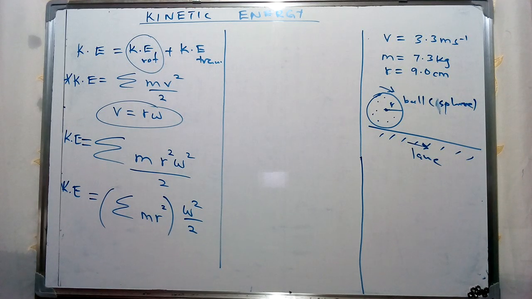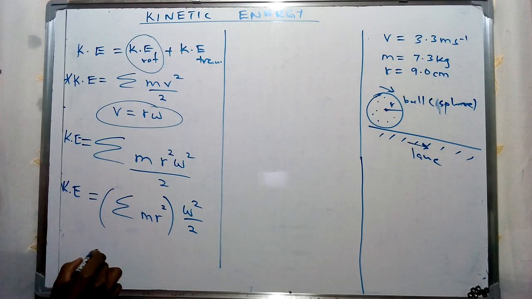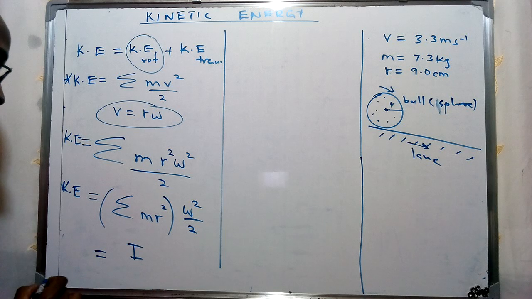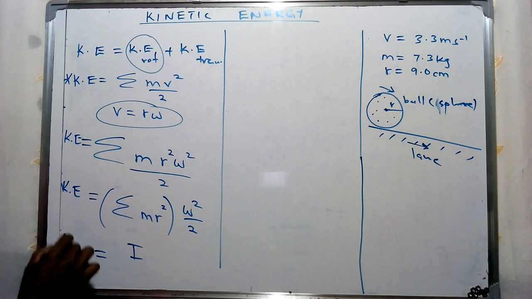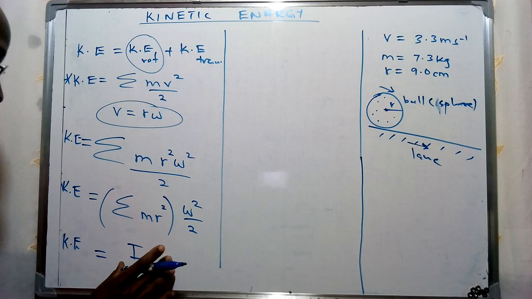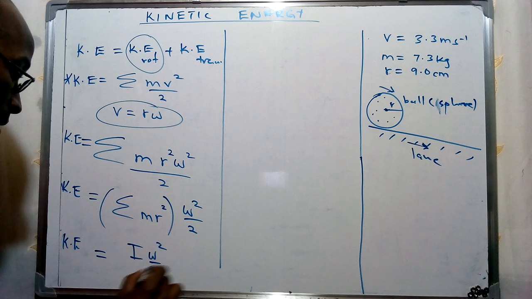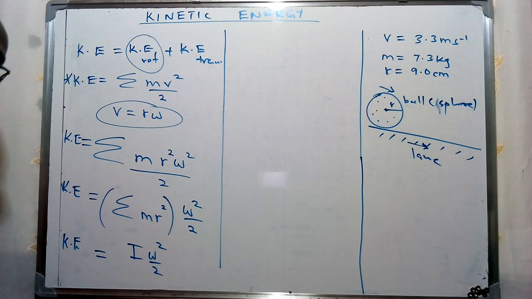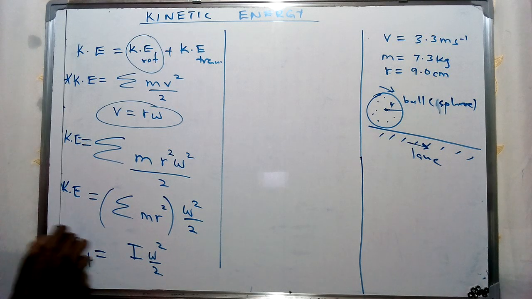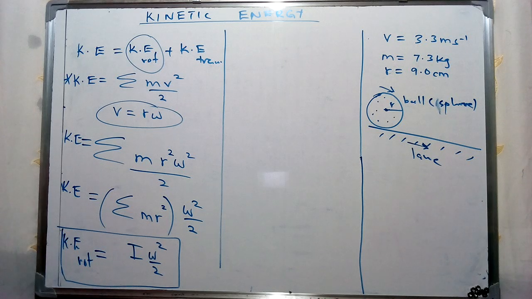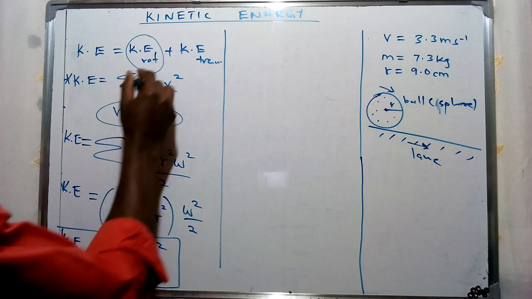Now, from our previous discussion, I talked about the concept of the second moment of mass, and this basically gave us the moment of inertia, given in terms of I. So we can describe the kinetic energy as a product of this second moment of mass together with the ratio of the square of omega over 2. That gives us the rotational component of this specific ball, which is rolling down the lane. So this is the rotational component.